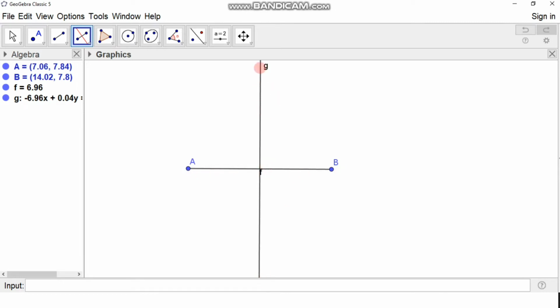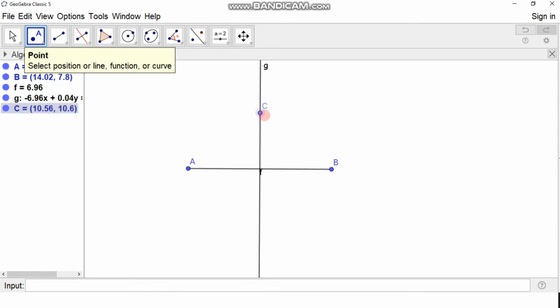Now we have to take a point on this perpendicular bisector. So for that, select the point icon and click anywhere on this line. We get point C. Now we have to verify whether point C is equidistant from point A and point B or not. So for that, we have to measure the distance AC and distance CB. Now this is the point C on the perpendicular bisector of segment AB.